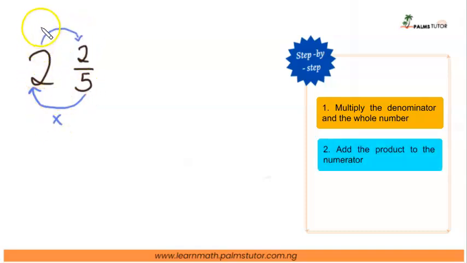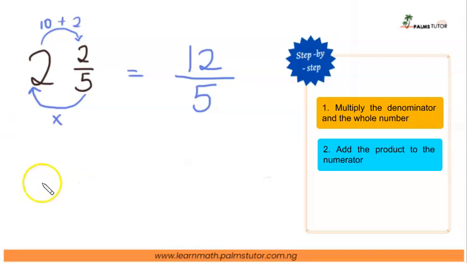5 times 2 is 10. So we have 10 plus the numerator 2. So your answer will be 12. The denominator always remains the same. So you have 5.